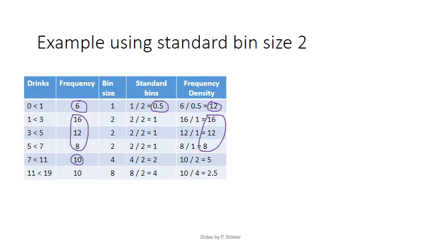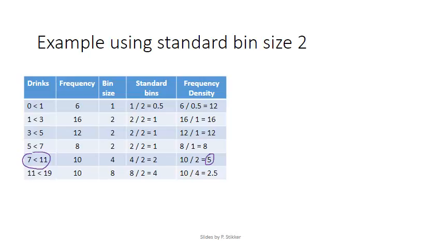The second to last one is actually 10 divided by the number of standard bins, which was 2, so we actually get 5. And the last one is 10 divided by 4, which will give you the 2.5. So what does this actually mean, for example, this 5? Well, it's similar as with the interpretation of the regular frequency density.